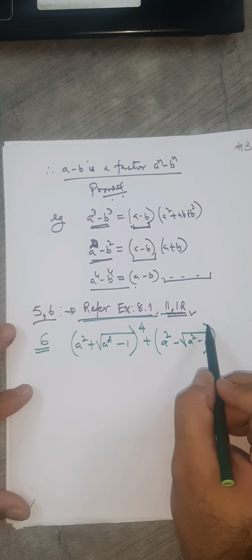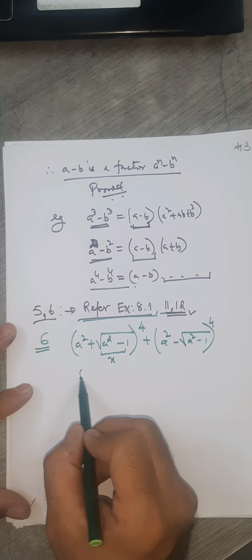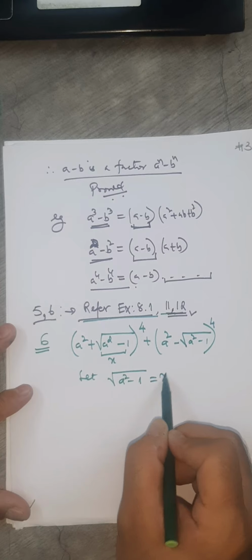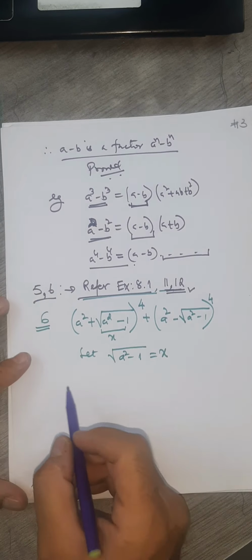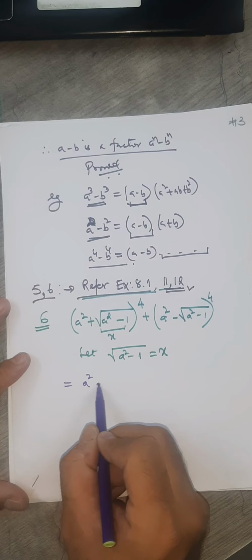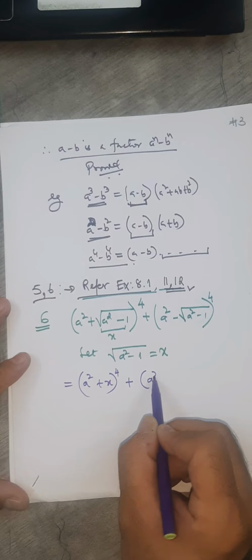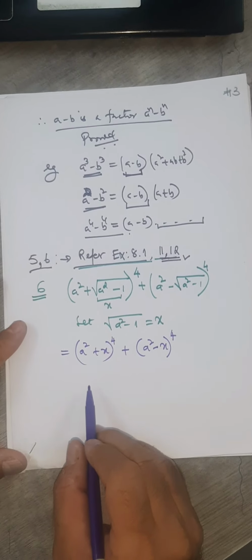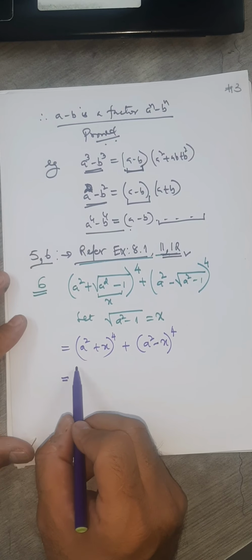Now just to make it a little bit simple, we call this x. So let's take root of a square minus 1 equals x. Therefore here what we'll get? (a square plus x) the whole raised to 4 plus (a square minus x) the whole raised to 4. At the end we are going to place the value of x. Let's expand this. You know how to expand this.